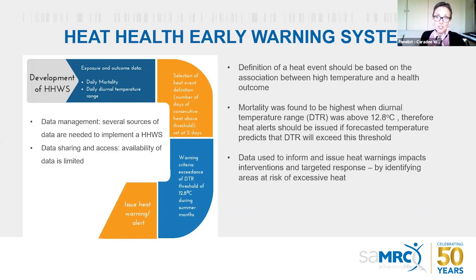So this definition is now based on high temperature and a health outcome instead of a number that has been made based on the average of warm temperatures in an area suddenly exceeding that average. We found, as I said, mortality with diurnal temperature range was the one that should be used to create heat alerts using these forecasted temperatures that we have done by our South African Weather Service. And we can use these data to inform and issue heat warnings and impacts, as well as thinking about interventions and a targeted response, especially by honing in on areas at excessive heat risk.